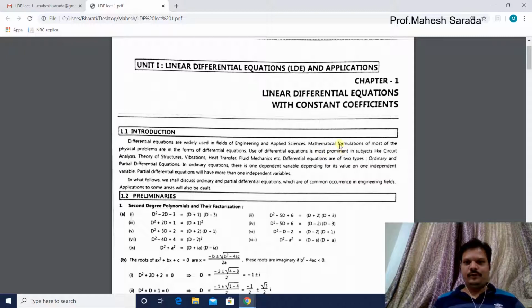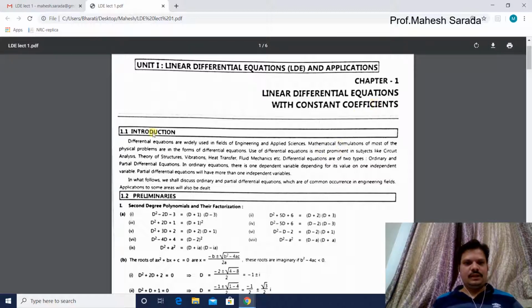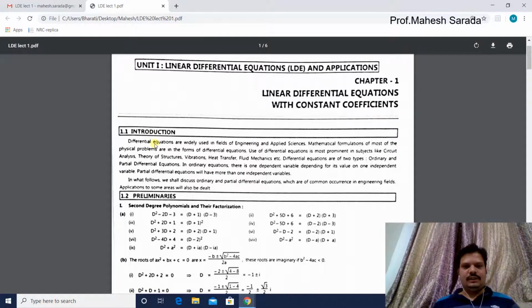Today we are going to learn linear differential equations with constant coefficients. See the introduction. Differential equations are widely used in the field of engineering and applied sciences.